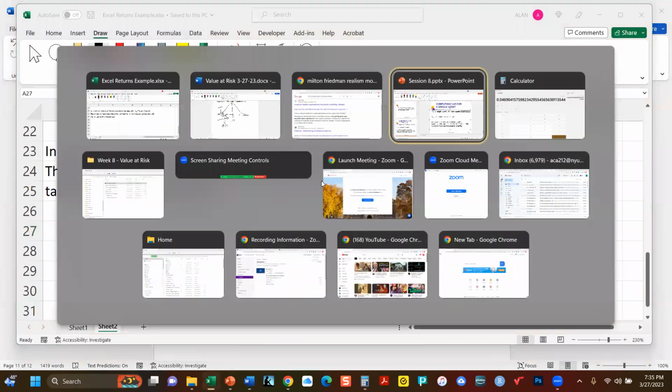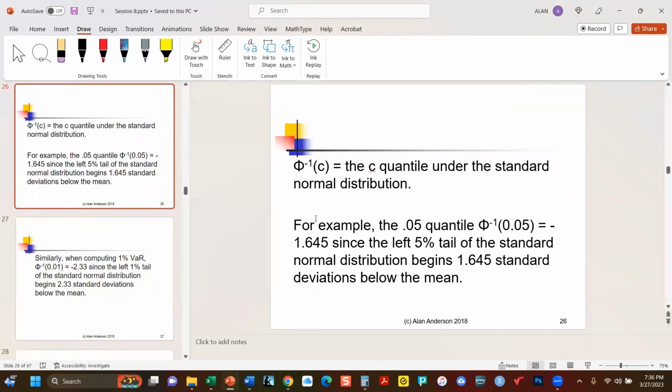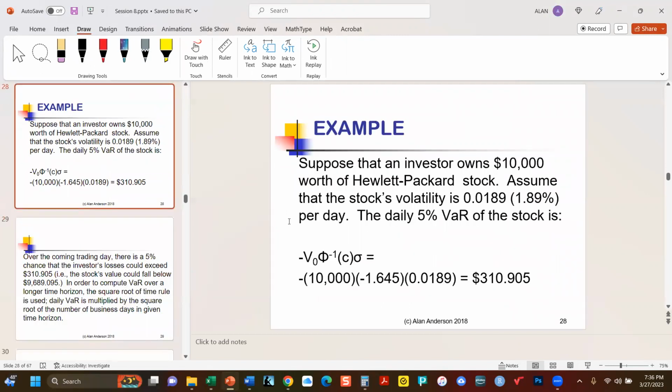So let's say, for example, let's try this one. An investor owns $10,000 worth of Hewlett Packard stock. We've determined from going into Excel and getting daily stock prices for Hewlett Packard that the volatility is 1.89% per day.